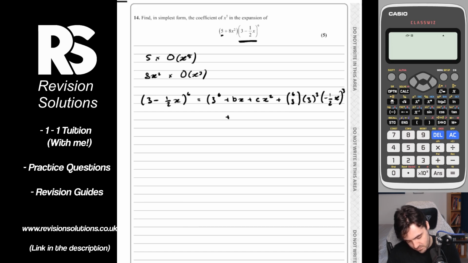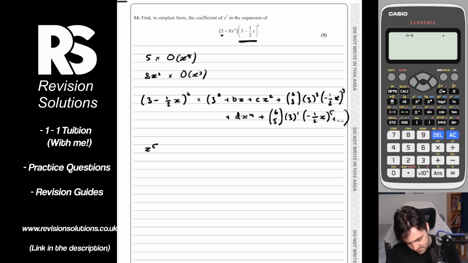And then carrying on, we'll work that out in a minute. I don't care about the x to the 4 term, so I'll just write some amount of x to the 4. And now we get to x to the 5, and I do care about that. So that would be 6 choose 5, then 3 to the power of 1, and then minus a half x to the power of 5. And the last term, I'll write dot dot dot because we don't care about it. So let's actually get this x to the 5 term.